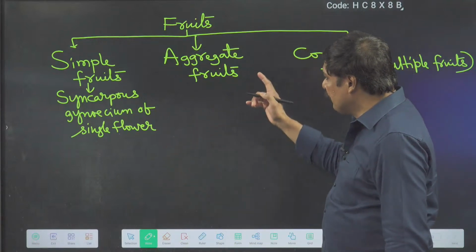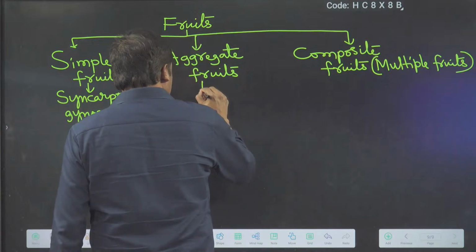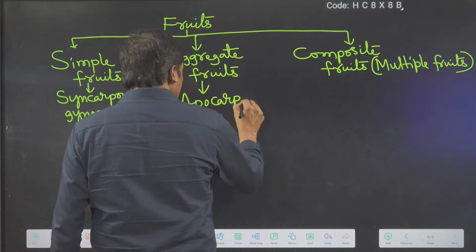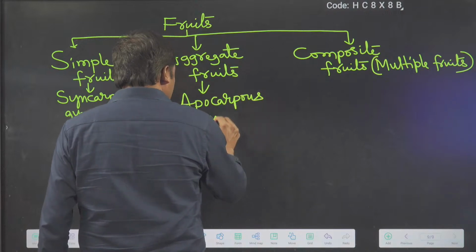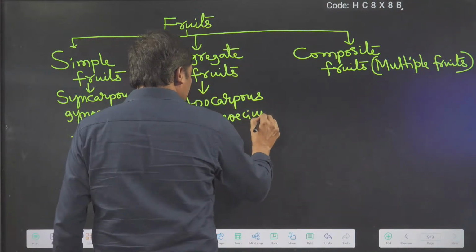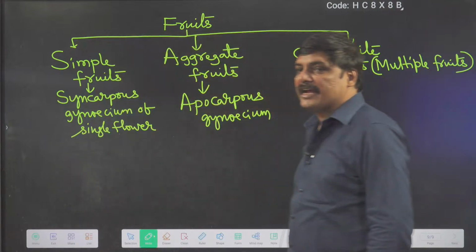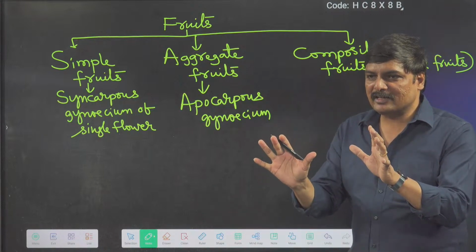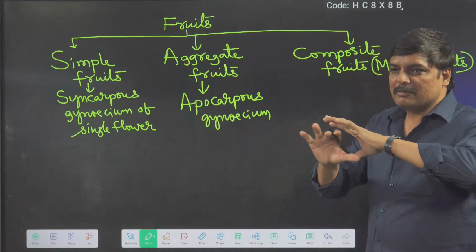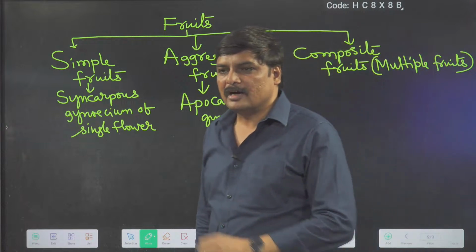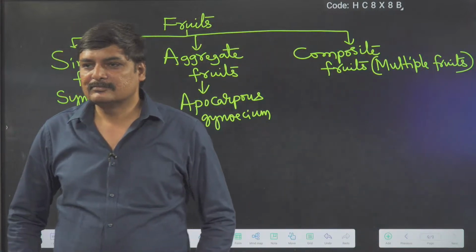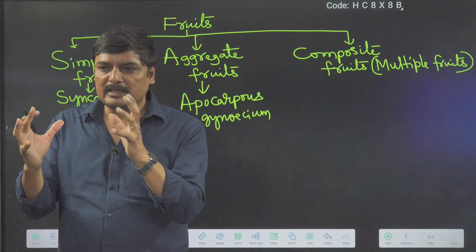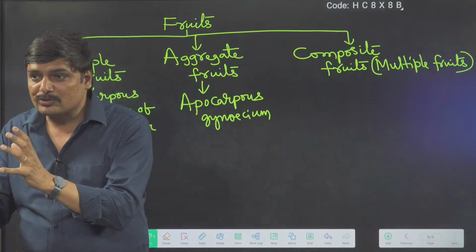Syncarpous. If a fruit develops from apocarpous gynoecium, it is called aggregate fruit. Several carpels are there. All the carpels remain free. From that, a fruit develops. Then it is called as aggregate fruit.